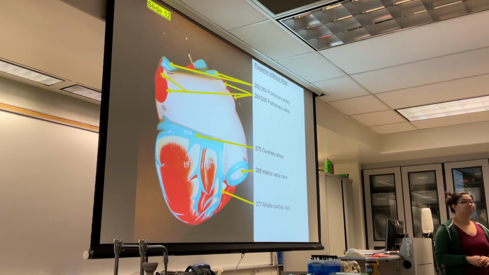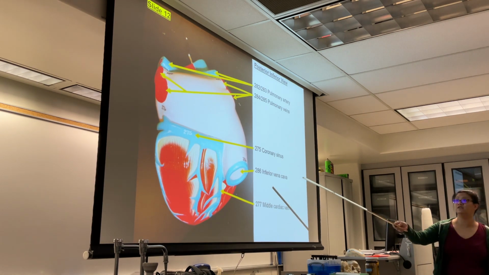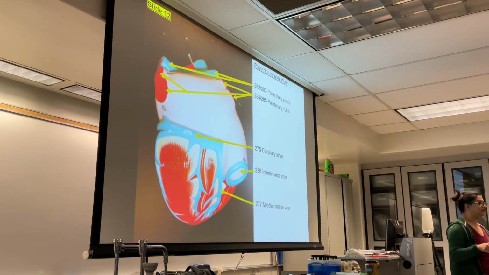Lower. Lower. It's not 0 point something, it's 0. The pressure literally in your vena cava, the superior and the inferior one, has to be at 0.